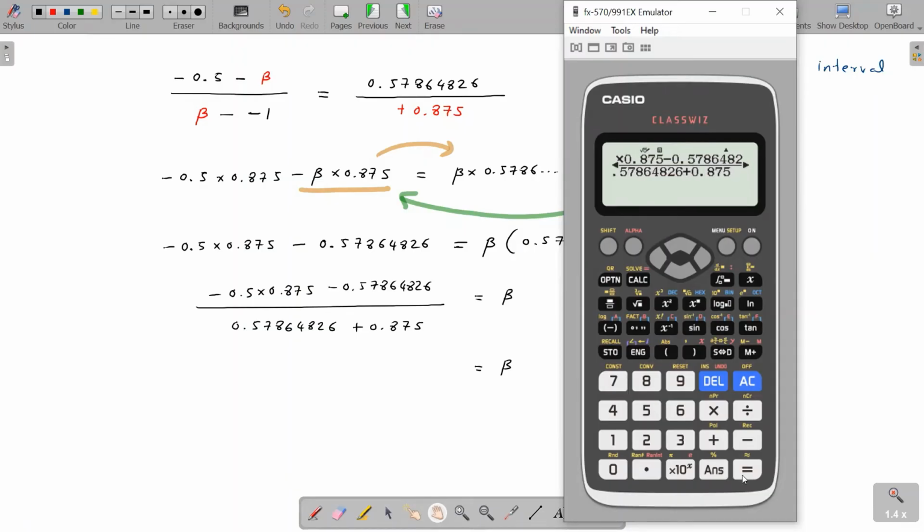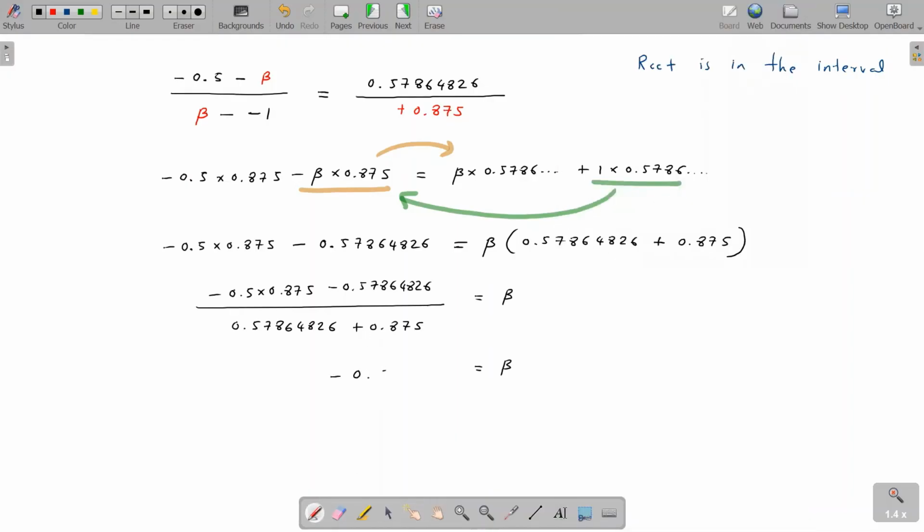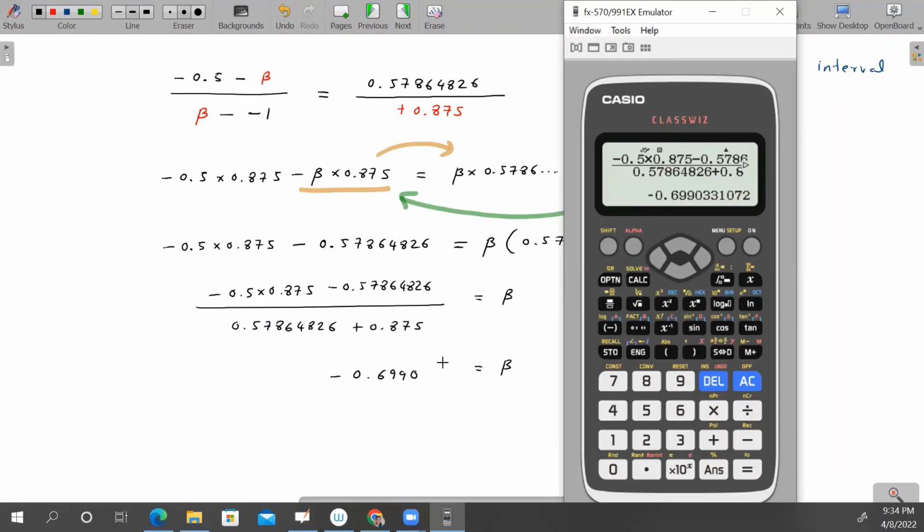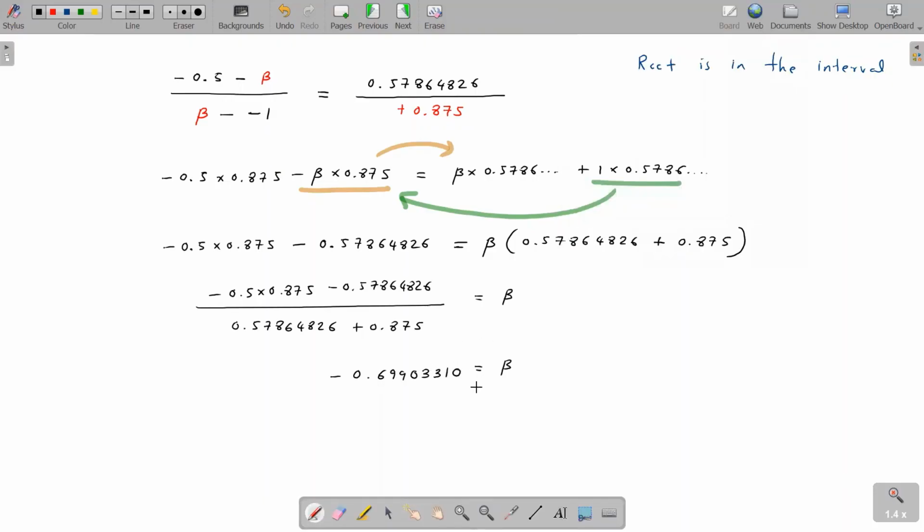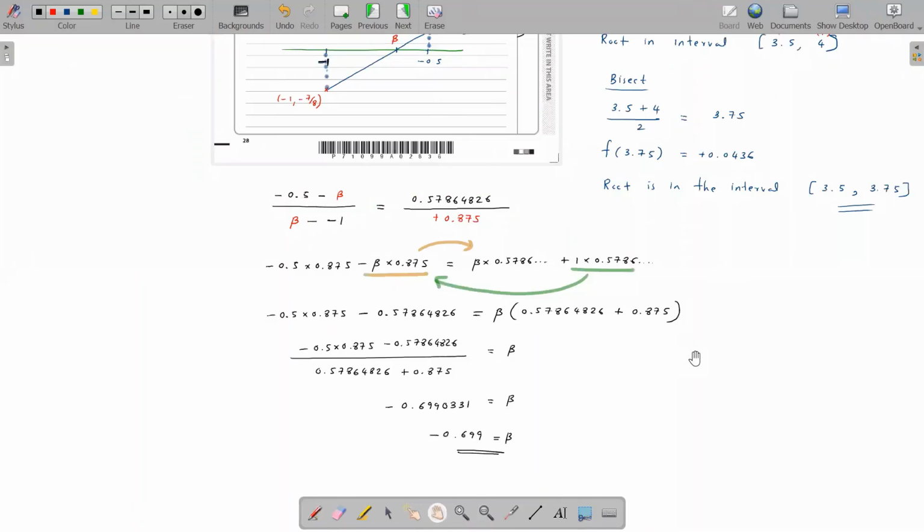Okay, this is okay. And I get the answer minus 0.699033. So this answer you should give in 3SF. What's the 3SF answer? We'll write the first answer minus 0.6990. What was it? 331. Something like this, right? So beta to 3SF is minus 0.699. This is the root correct to 3SF. Okay, is this clear?